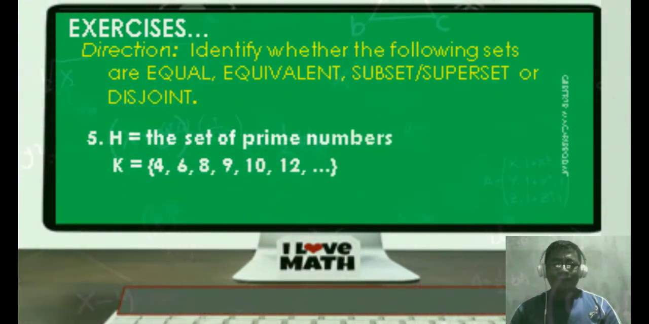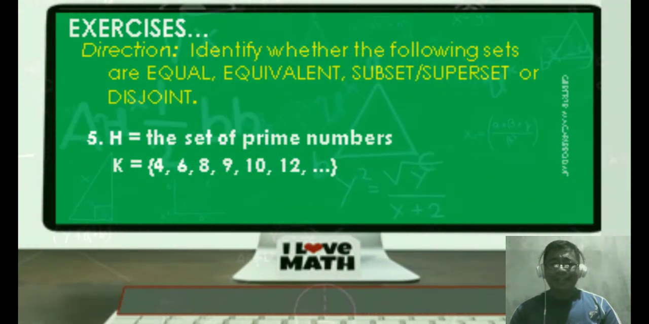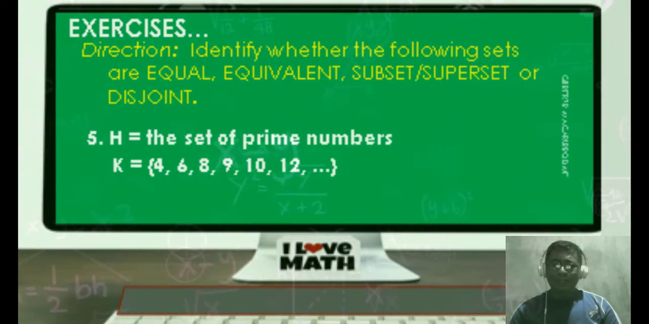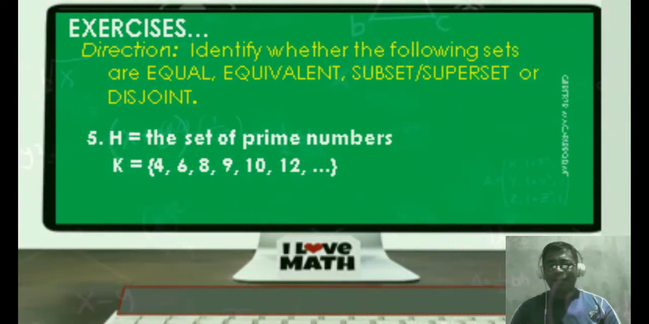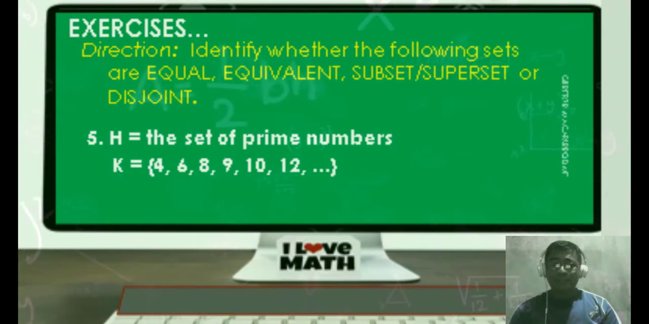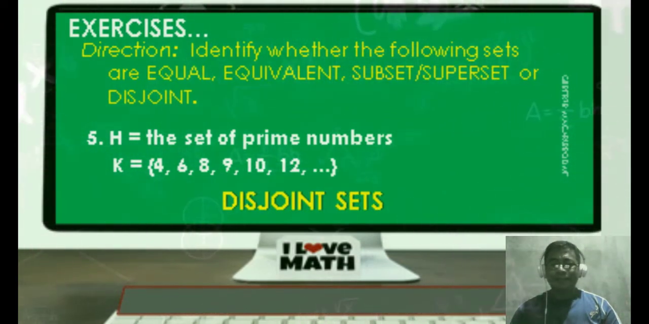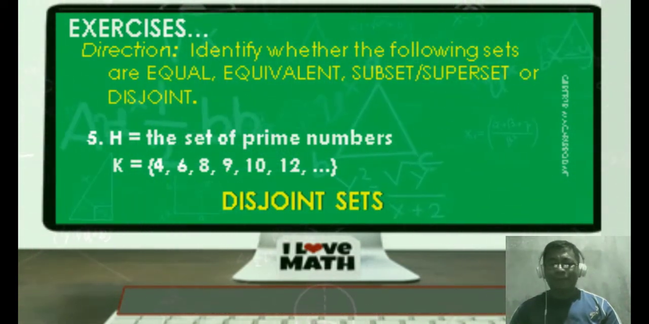Number 5. Set H and set K. Set H is equal to the set of prime numbers. Set K is equal to 4, 6, 8, 9, 10, and 12, and so forth and so on. As you can see, class, these two sets have no common elements. So this pair of sets is simply disjoint sets. Right? So we are done with our topic for today.